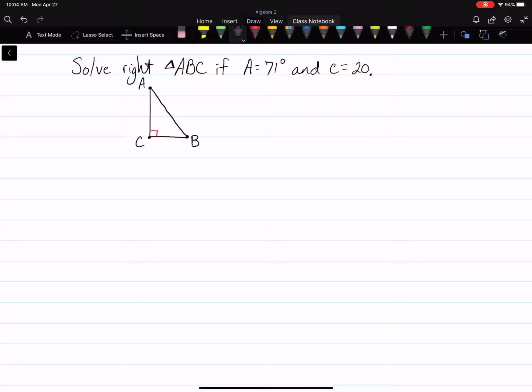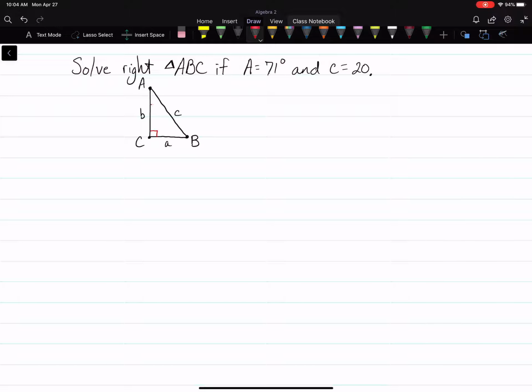Now, when you're labeling your other parts, angle A, angle B, angle C will always be capitalized. The sides will always be lowercase, and they will always be opposite their corresponding letter. So if angle A is here, little a will be opposite that. So that's side A. Side B will be opposite angle B, and side C will be opposite angle C. And that's how they come up with A squared plus B squared equals C squared in the Pythagorean theorem. Okay, so let's label what we got.